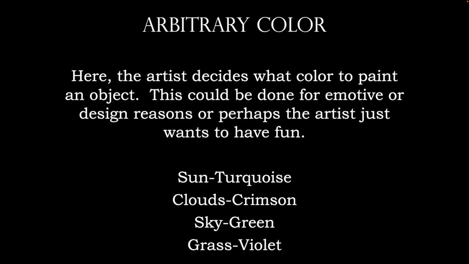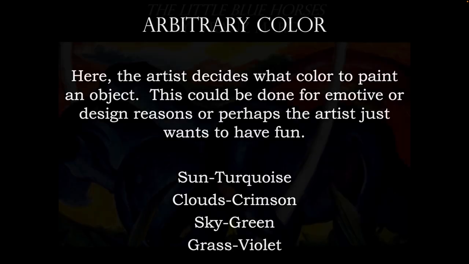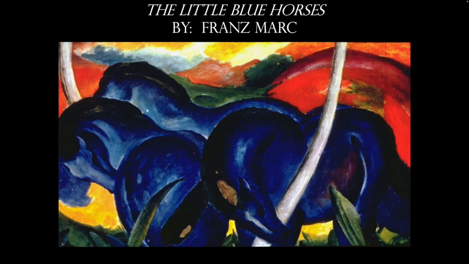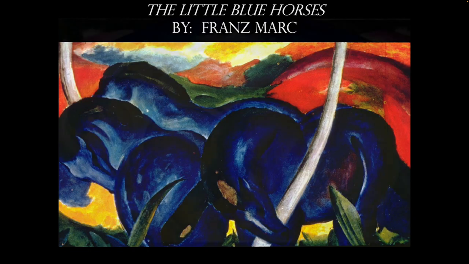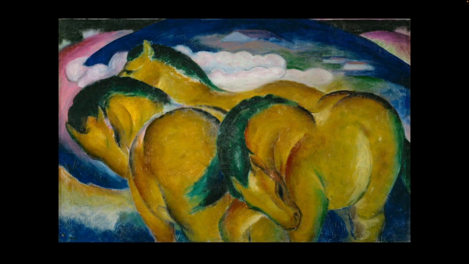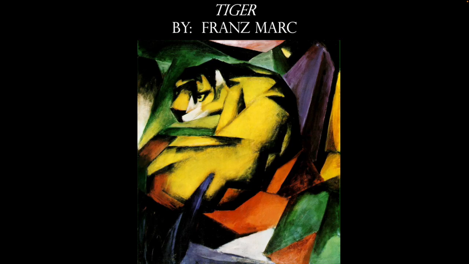So the idea with arbitrary color is that there is no set color for an object. It is arbitrary, or that other term, subjective. This is how we're able to get blue horses or gold horses or a tiger that looks like this. That's unreal in terms of the landscape.